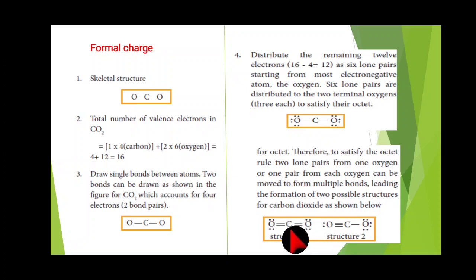But structure 1, how is it possible? Both sides will have a double bond. Now, around the carbon 8 electrons will be there. So structure 2, how is it possible? Here oxygen has 1 lone pair, 3 bond pairs. So 6 plus 2, 8. This oxygen: 1, 2, 3, 4, 5, 6, 7, 8. Here also the octet is followed. And carbon has 3 bond pairs from the multiple bond and 1 single bond. So 8 electrons. So 2 structures are possible, right?